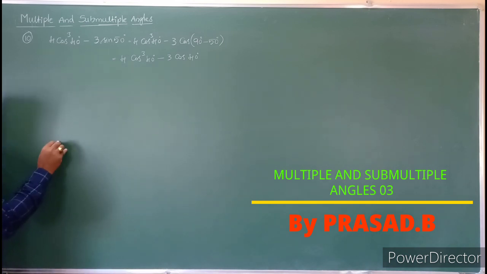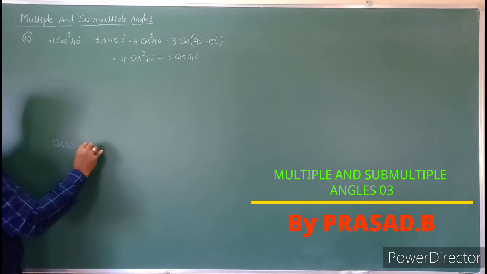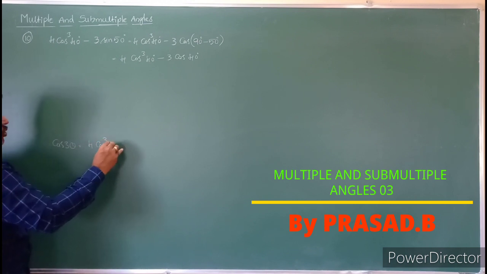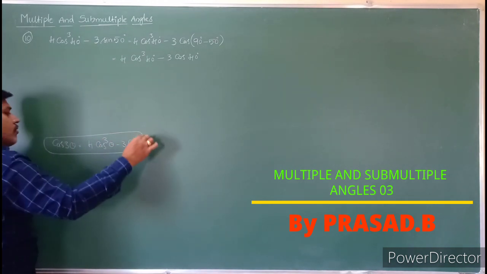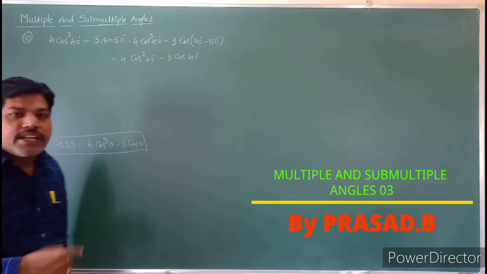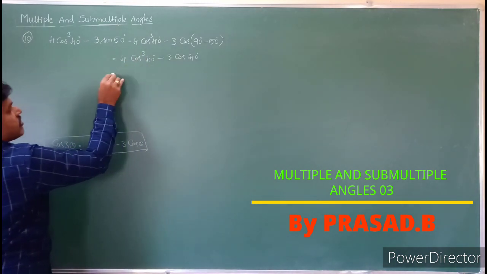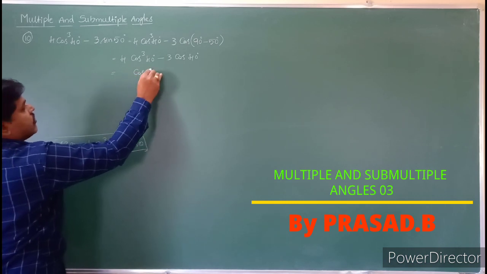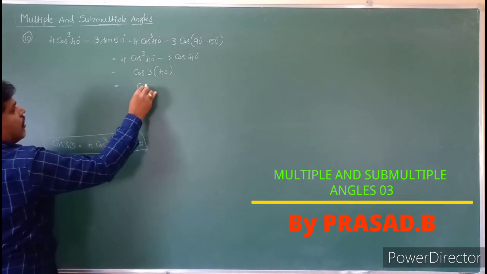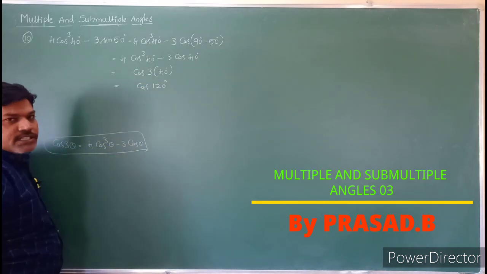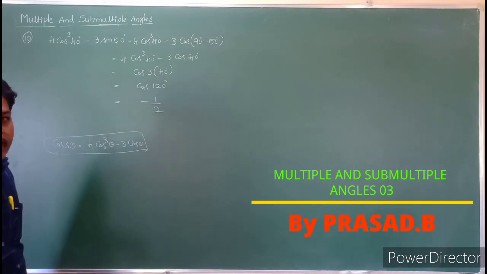So what is the formula? We already know cos 3 theta is equal to, what is the cos 3 theta formula, students? 4 cos cube theta minus 3 cos theta. So here it is in the form of 4 cos cube theta minus 3 cos theta, so it will become cos 3 theta. That is nothing but cos 120 degrees, and cos 120 is minus 1 by 2.